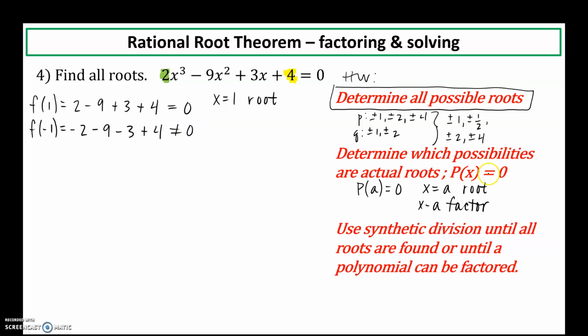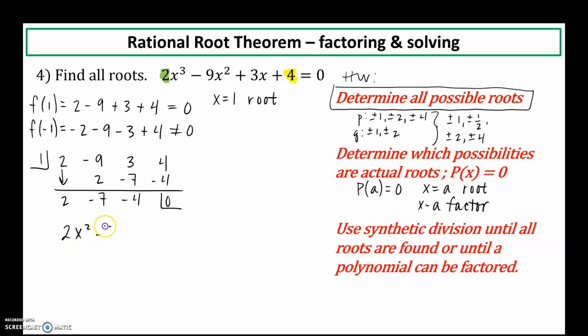Okay, so once we find a root, we use synthetic division until all roots are found, until the polynomial can be factored. So 1 is my root; coefficients: x cubed, x squared, x, constant term. Bring down, multiply, add, multiply, add, multiply, add. So we do in fact verify what we already know, a remainder of 0. I started with x cubed, so my quotient is a quadratic.